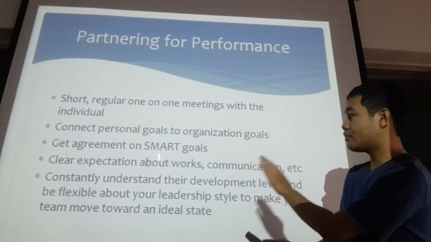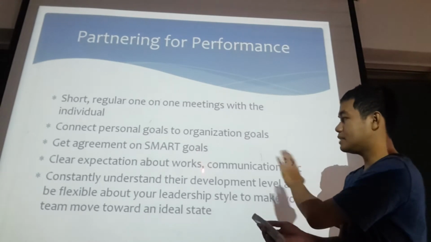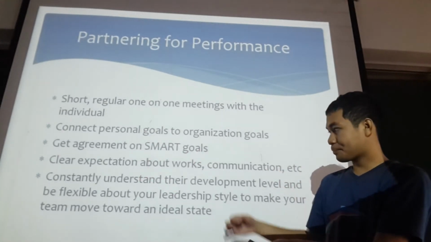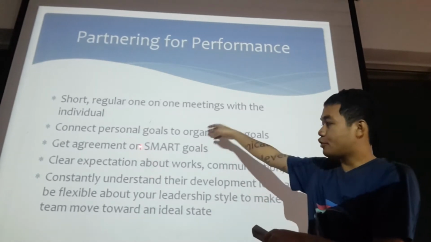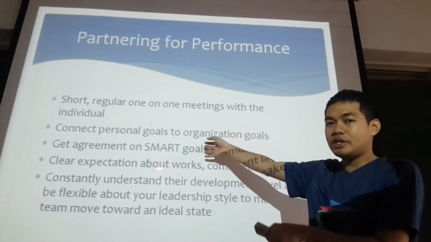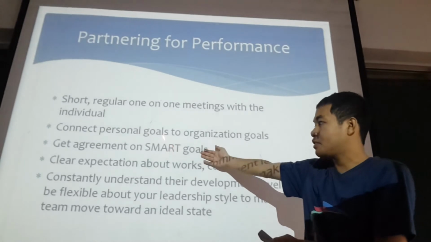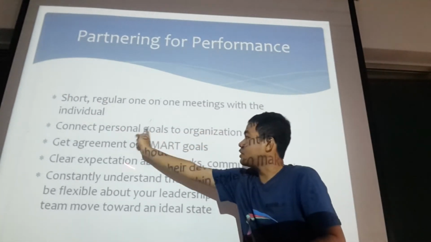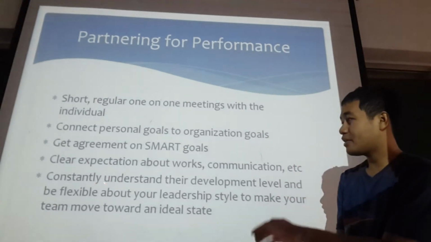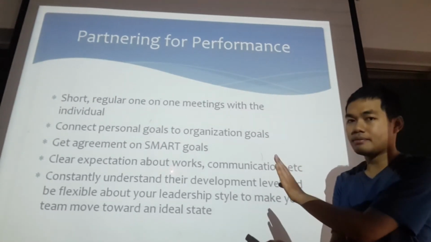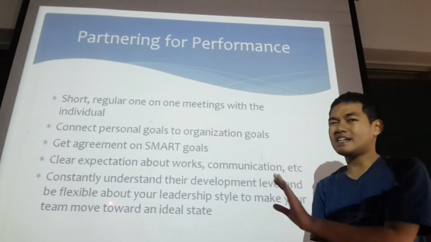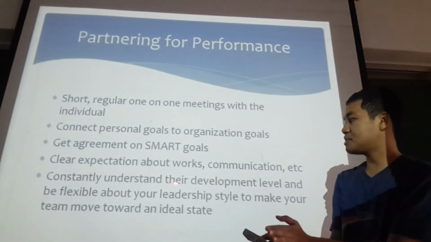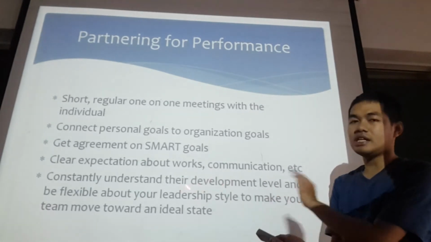And the third one is get agreement on SMART goals. What does SMART goals mean? SMART goals, like in marketing. You have goals in your organization. Of course, we have goals: what we do, what we want to do, what we want to achieve. These are goals. And then try to make an agreement with them. After you know their personal goals, try to make an agreement with them. You can listen to them, you can ask them everything. And the fourth one is clear expectations about work and communication, etc.